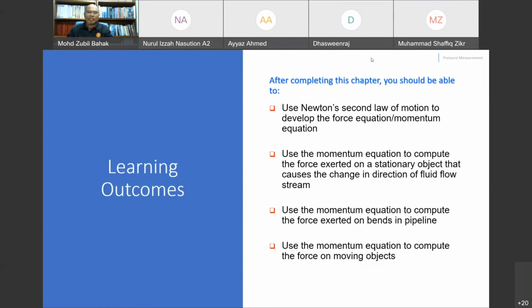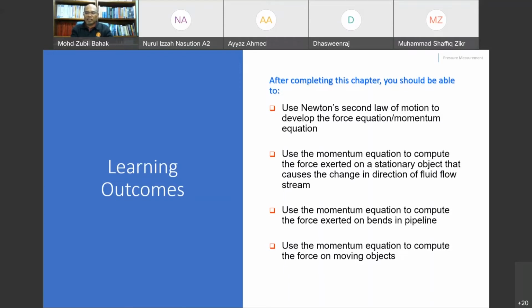The learning outcome for this particular topic is to use Newton's second law of motion to develop the force equation, or we call it the momentum equation. After completing this topic, you should be able to use the momentum equation to compute the force exerted on a stationary object that causes a change in direction of the flow stream, and to compute the force exerted on a bend in a pipeline.